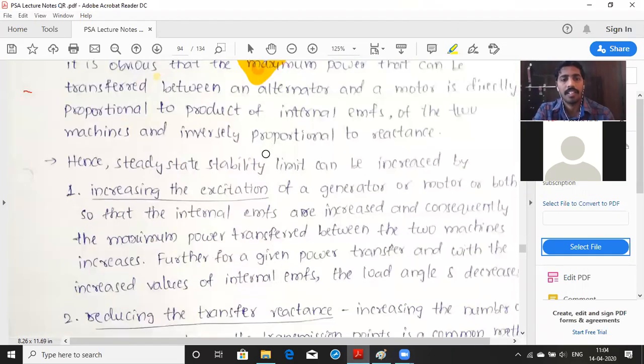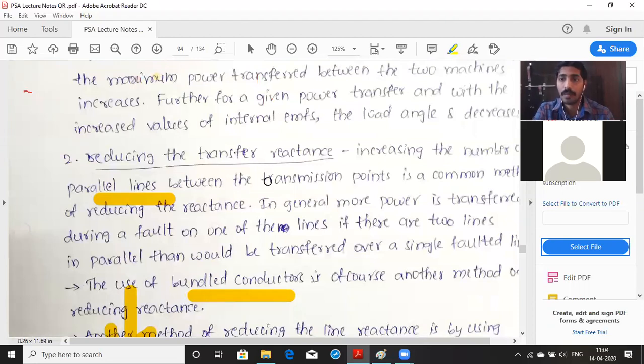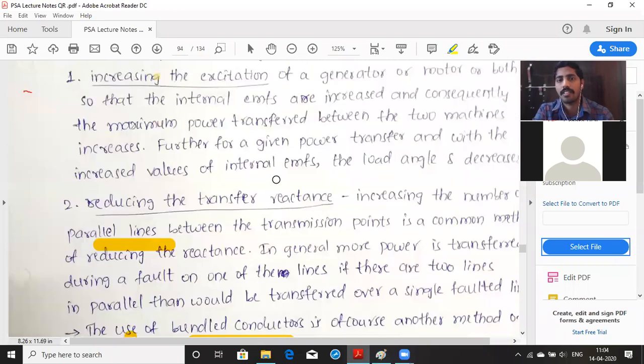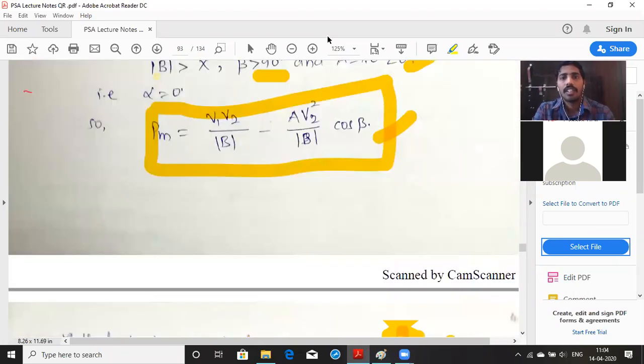Okay. Increasing the excitation and reducing the transfer reactance by using the 3 methods: parallel lines, bundled conductors, and series capacitors. Okay. So whatever doubts you have, please give me a message in the chat box. But still we have time up to 5 minutes. I'm waiting for your message. We'll discuss that.